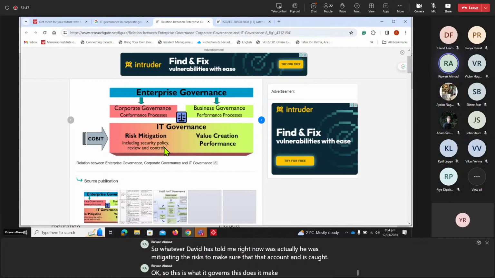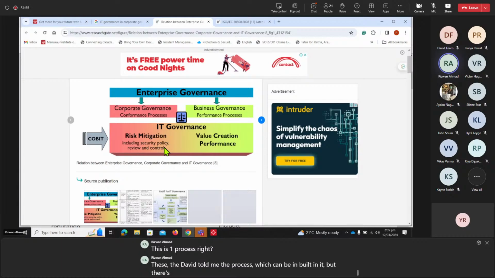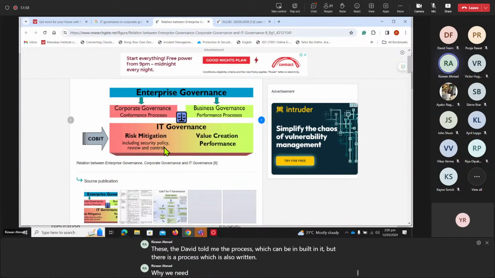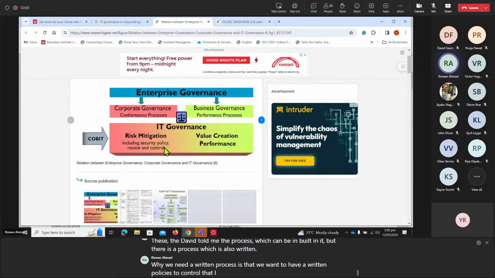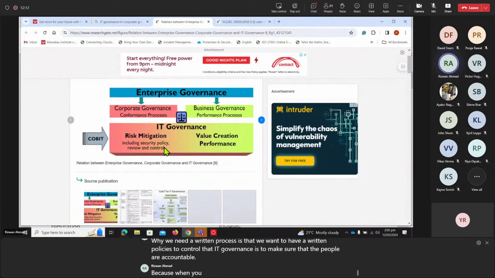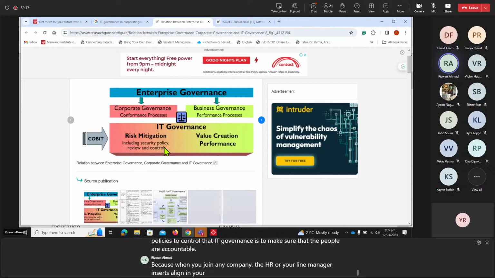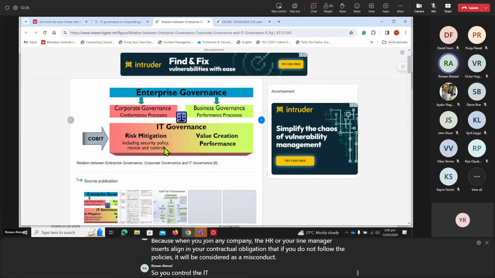This is one process. David told me the process which can be inbuilt in IT, but there's a process which is also written. Why we need a written process is that we want written policies to control that IT governance, to make sure that the people are accountable. Because when you join any company, the HR or your line manager inserts a line in your contractual obligation that if you do not follow the policies, it will be considered a misconduct. So you control the IT governance through the policies.